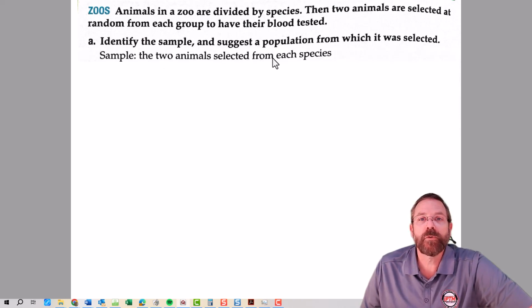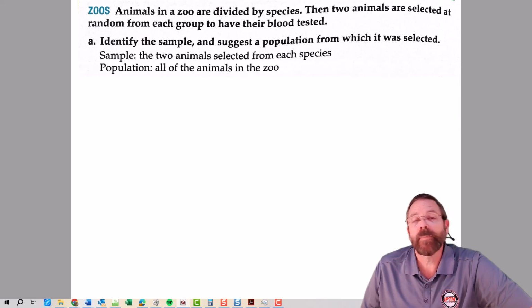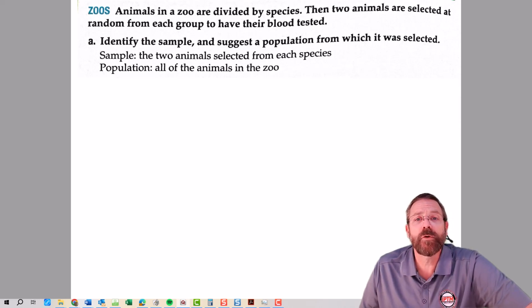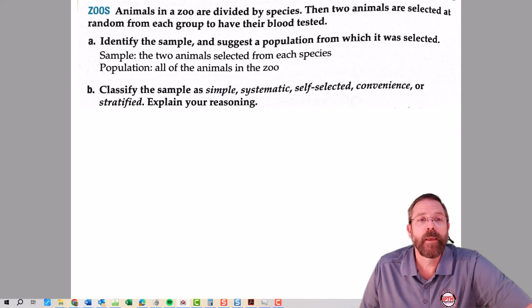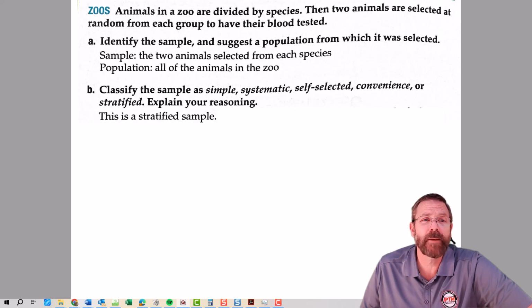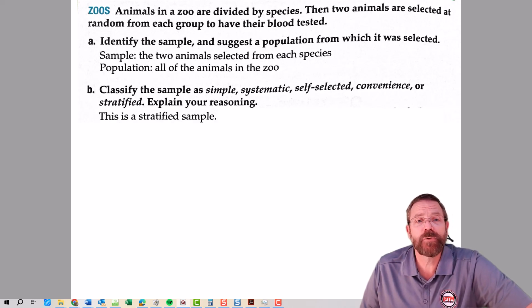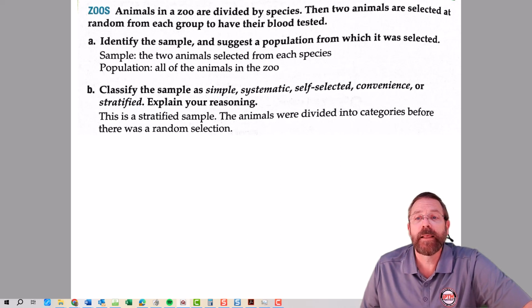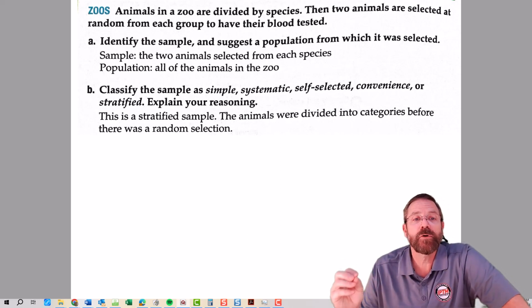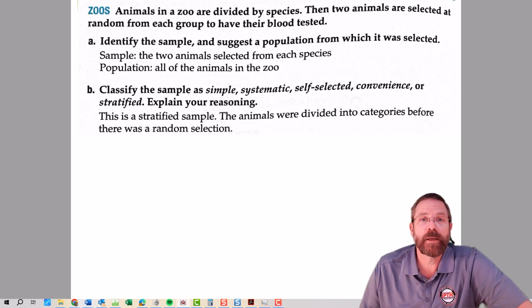The two animals are selected from each species, it says. That's our sample. The population is going to be every animal in the school, or the zoo. Yeah, we have animals in the school too. Every animal in the zoo is open to be selected. And then we're going to classify it as simple, systematic, self-selected, convenience, or stratified. My initial thought, stratified. And they said it is a stratified sample because, once again, it was divided into categories before the random selection.